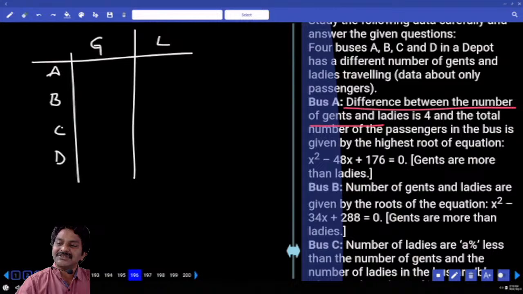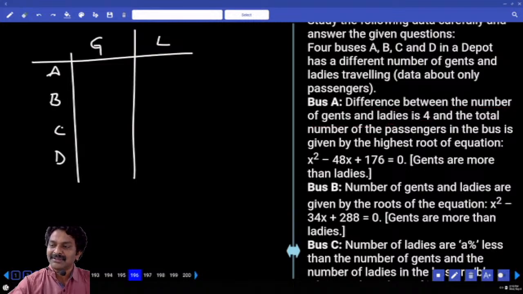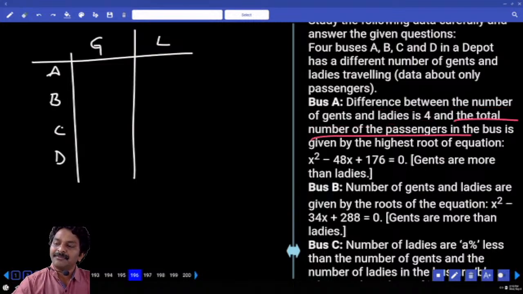Difference between number of gents and ladies is 4. Stop. If it is a simple difference, it may be A minus B or B minus A. Gents may be more or ladies may be more. We don't have any clarity. Just remember the data. Total number of passengers. See, they are talking about passengers.